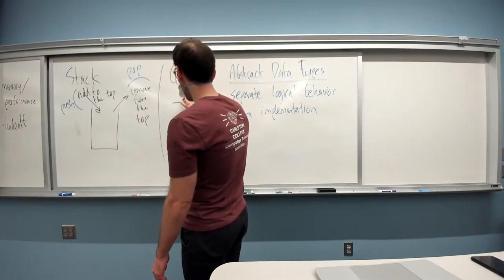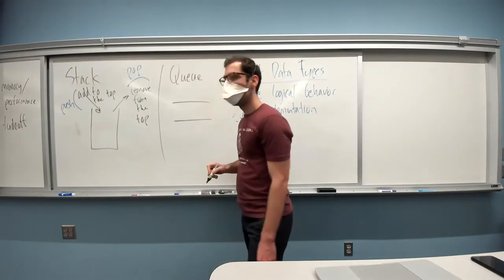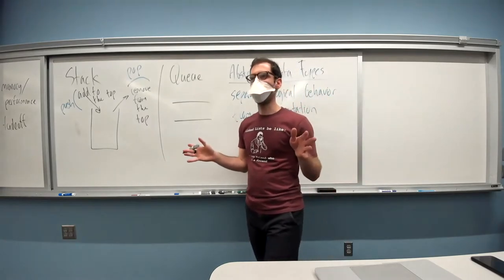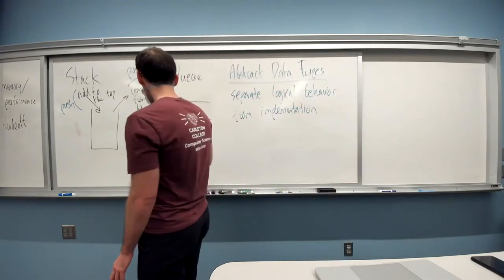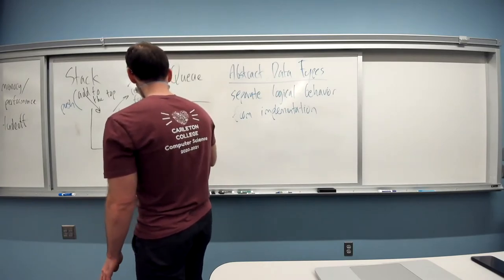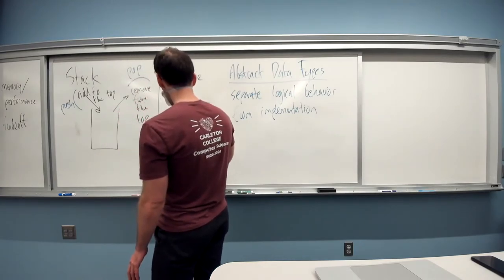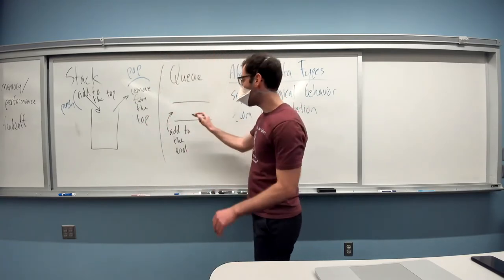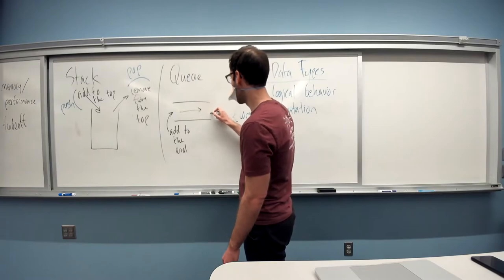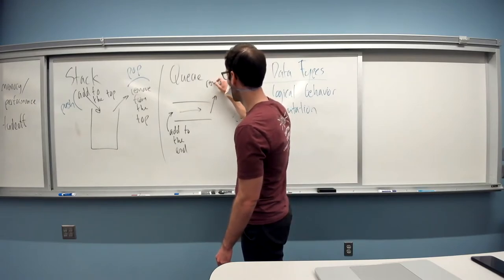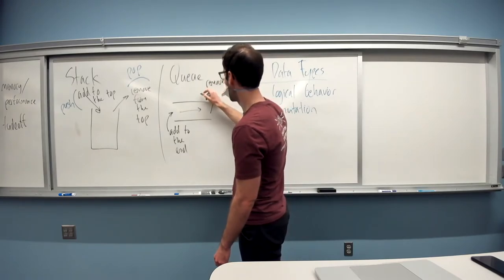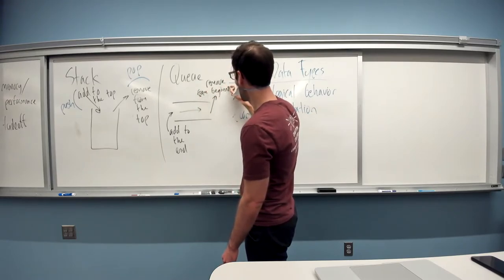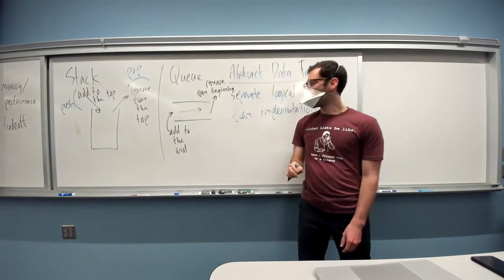We can think of a queue in contrast as like that line of customers. We add things to the end of the queue, and we remove from the beginning of the queue.